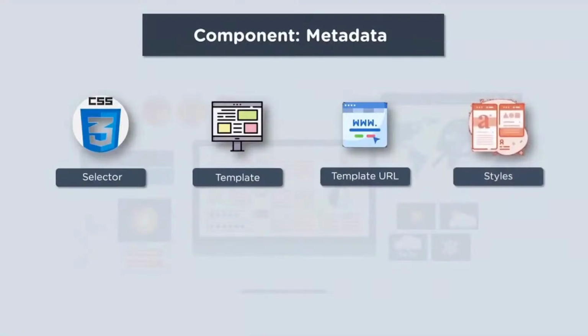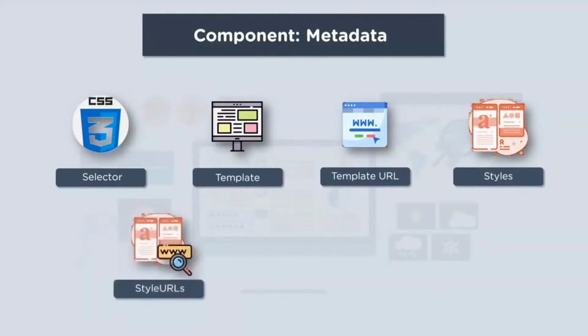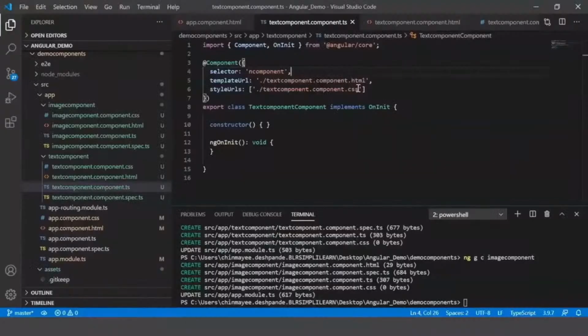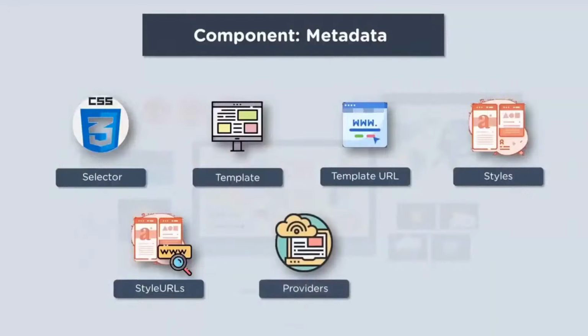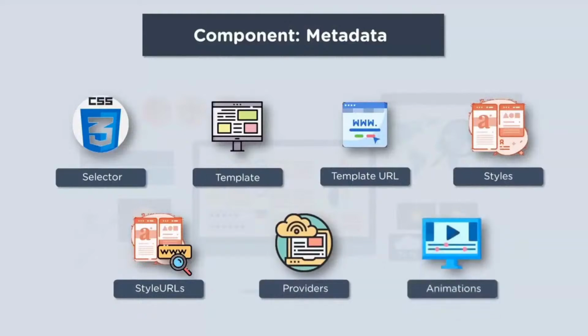Next up, you have styles. Now, these are also inline defined styles that can be applied to the component's view. So any code that you provide in the .css file can also be included here. Next, you have the styleUrls. Now, this is a list of URLs to your style sheets that are applied on your component's view. Next up, you have providers. Now, this is again an array where certain services can be registered for your component. Lastly, we have animations. As the name suggests, these are animations that can be listed for your components.